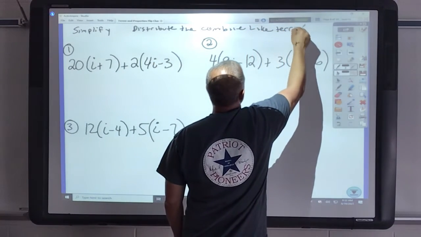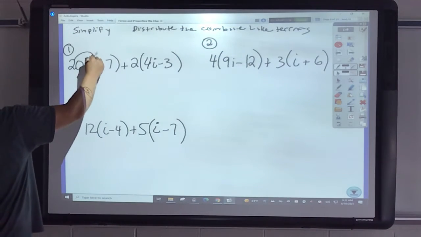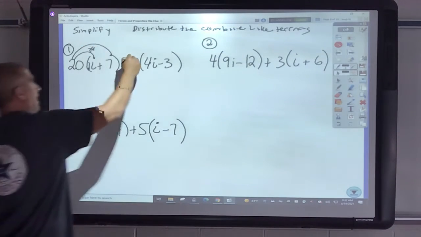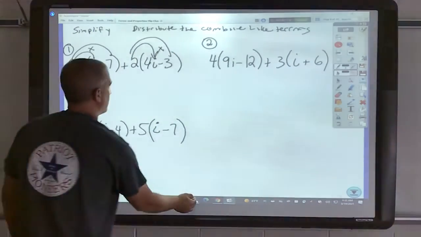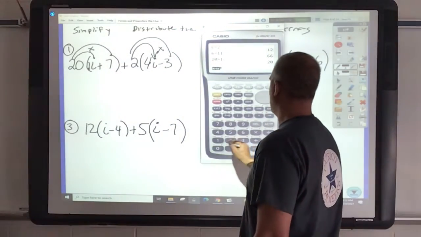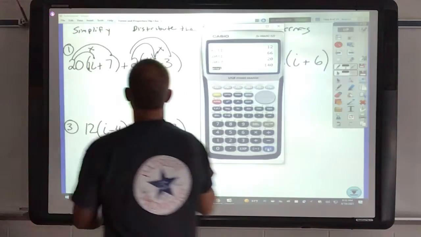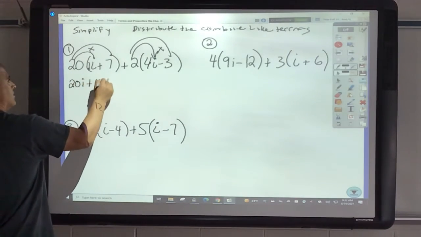Okay, so it's going to say simplify, but that's what we have to do here. There is a 1 here, so I'm going to multiply those 2. I take this 2, I multiply these 2. So what I'm going to do, 20 times 1, 20 times 7. So that's 20i plus 140.